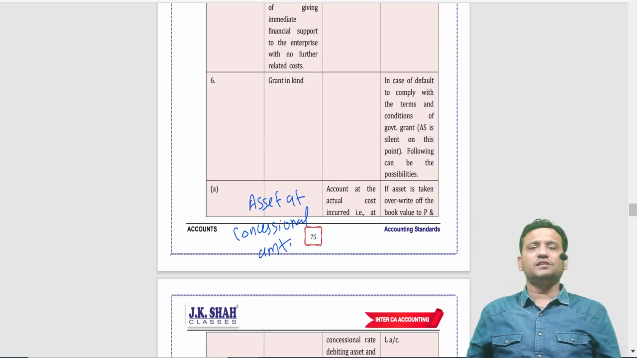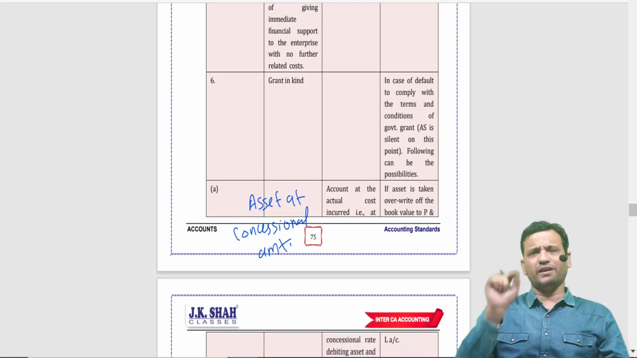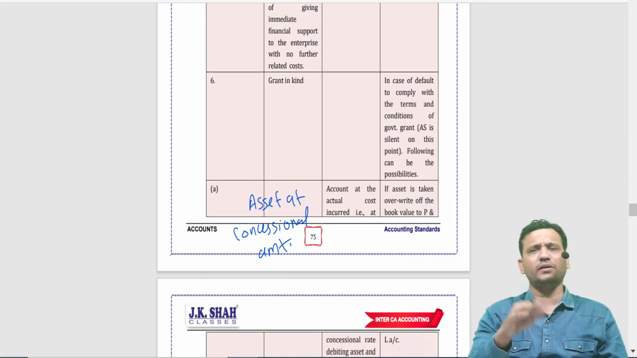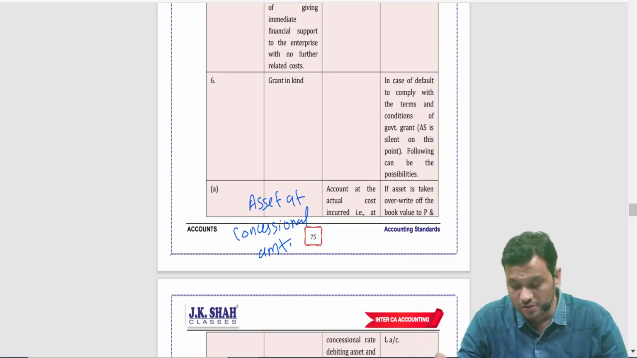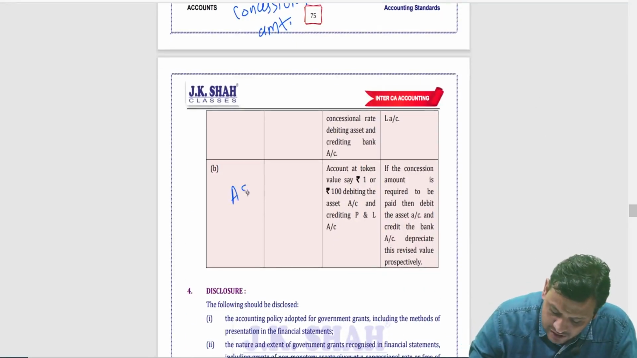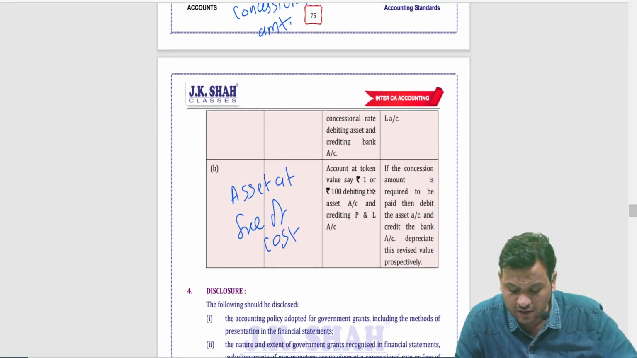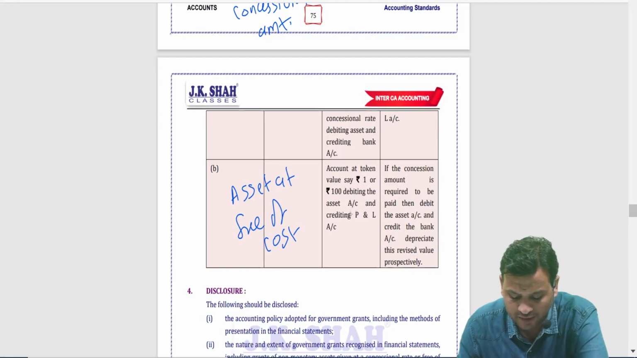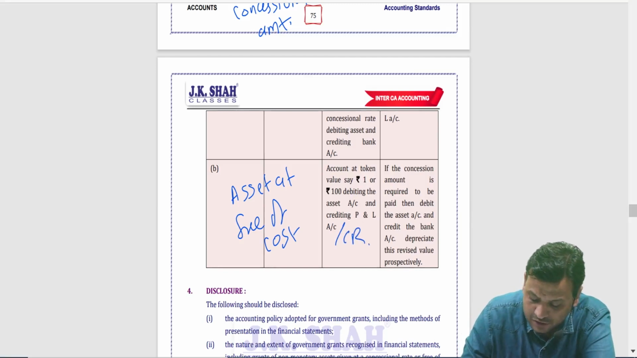Means the asset value say 1 lakh, government is selling me that asset at 45,000. So I should recognize it at 45,000. So asset account debit to bank 45,000. The second part is asset is free of cost. Standard says recognize it at nominal value, token value. This is asset at free of cost. Account at token value, say rupees 1 or 1,000 by debiting asset and crediting P&L. Or more appropriate, it will be capital reserve.